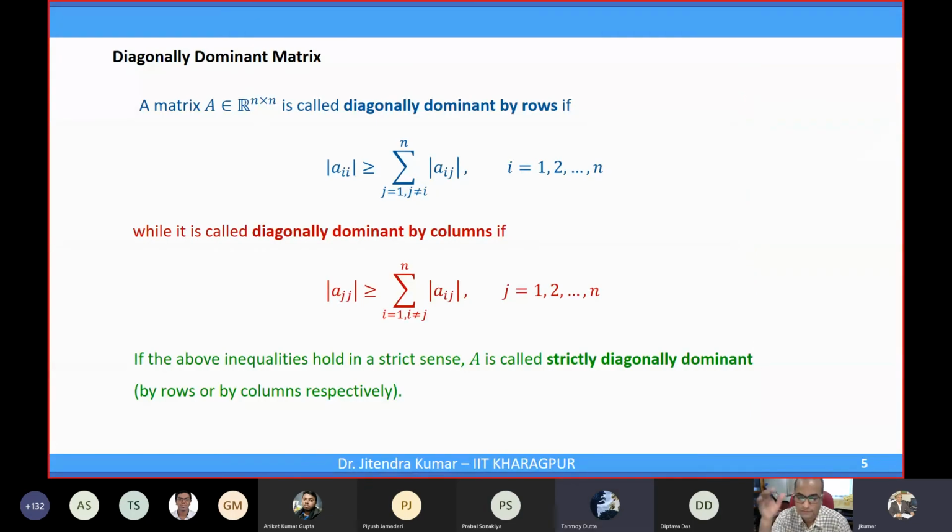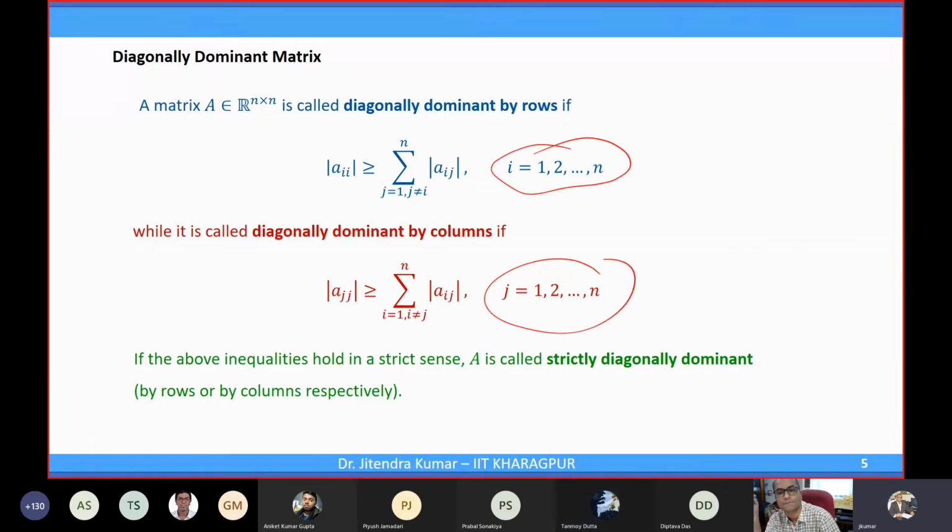Sir, strictly means that all of them have to be dominant? Yes, in that case, i from 1 to n and j also from 1 to n, all the inequalities for rows and columns have to hold. Any question? No question. Okay.